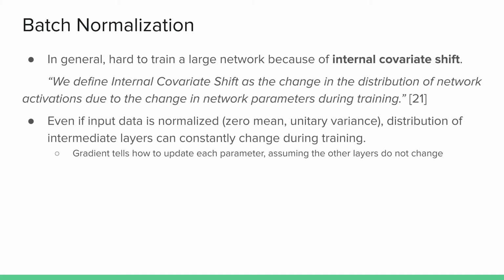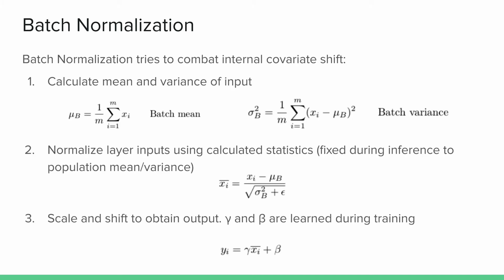Batch normalization initially came across this problem and thought, well, we can then normalize our layers. So what you do is, okay, let's try to combat this internal covariate shift by calculating the mean and the variance of the input. And then we normalize our layer inputs with some calculated statistics that we compute during training and fix during inference, and then scale and shift our data to obtain the output. And how we should scale and shift our data is learned during training. That's batch normalization.